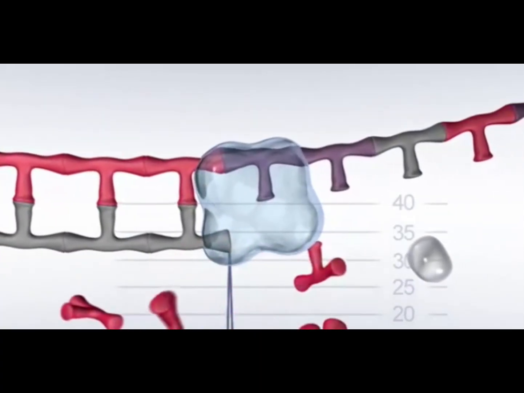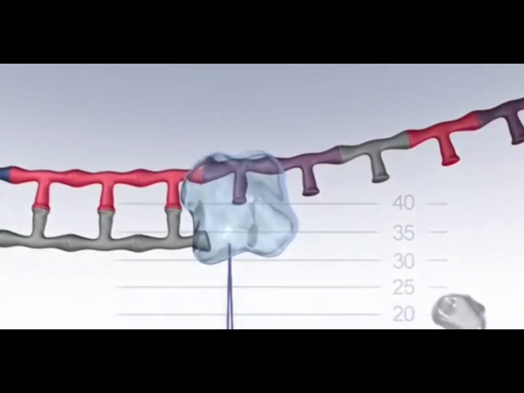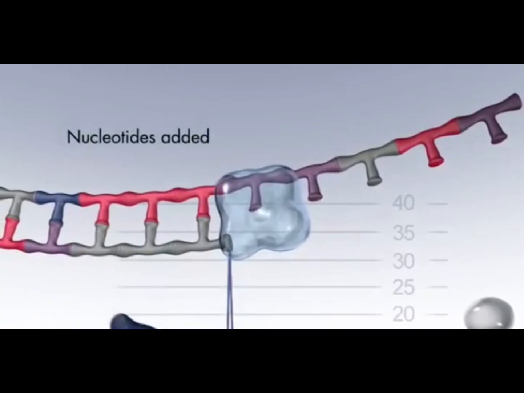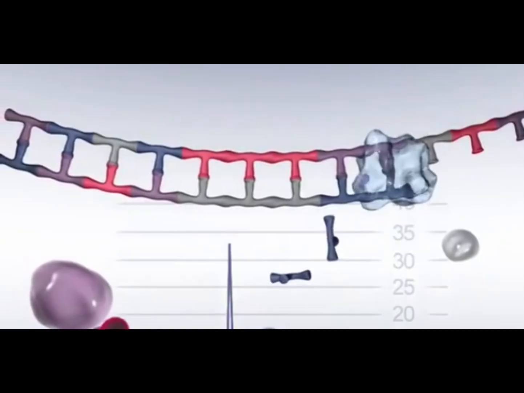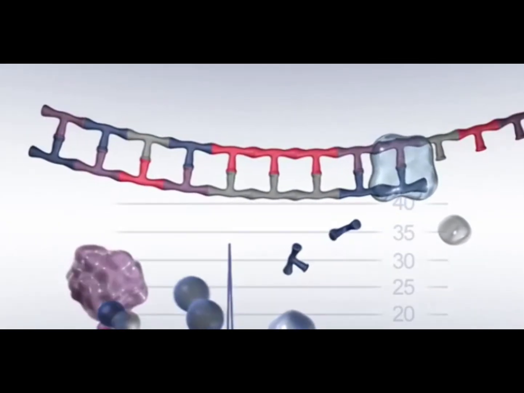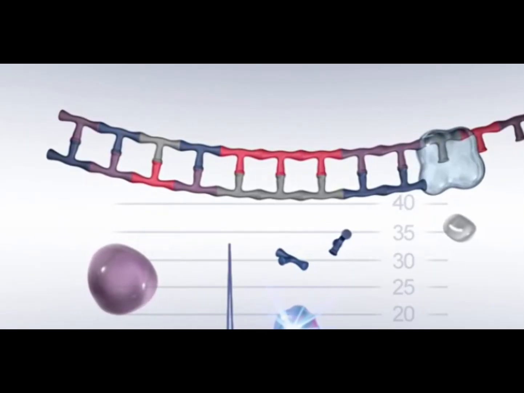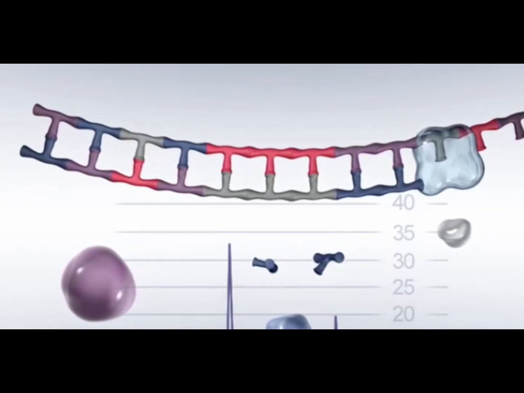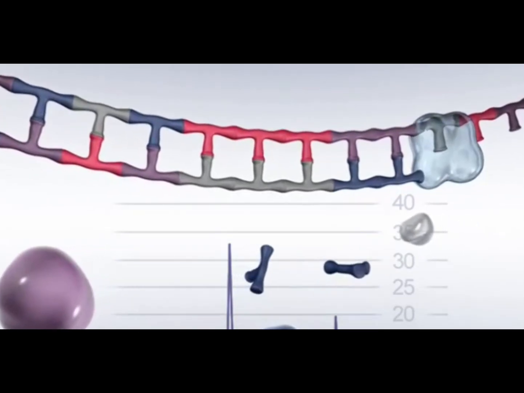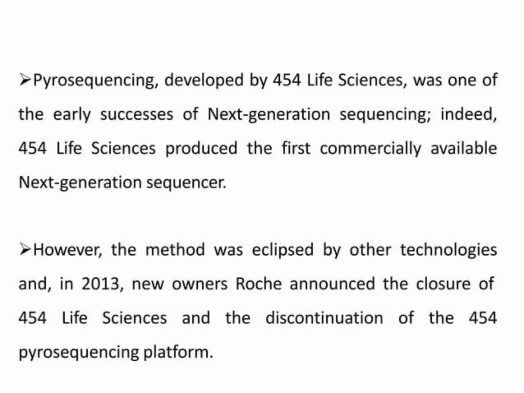The relative intensity of the light is proportional to the amount of bases added. A peak of twice the intensity means 2 identical bases have been added in succession. Pyrosequencing developed by 454 Life Sciences was one of the early successes of next generation sequencing. Indeed, 454 Life Sciences produced the first commercially available next generation sequencer. However, the method was eclipsed by other technologies, and in 2013, new owners Roche announced the closure of 454 Life Sciences and discontinuation of the 454 pyrosequencing platform. Sorry, it was 454 Life Sciences.